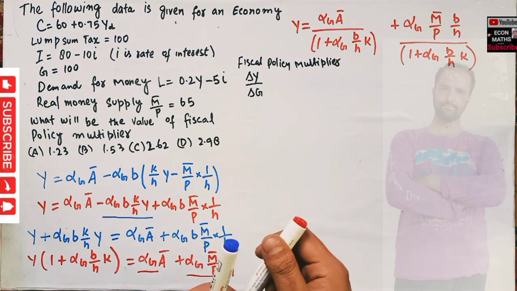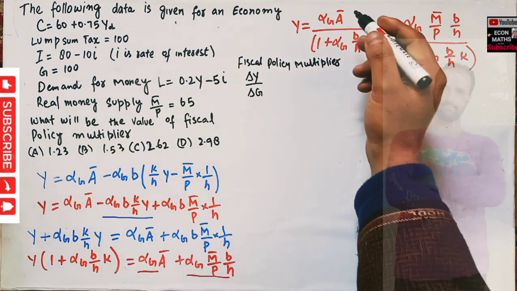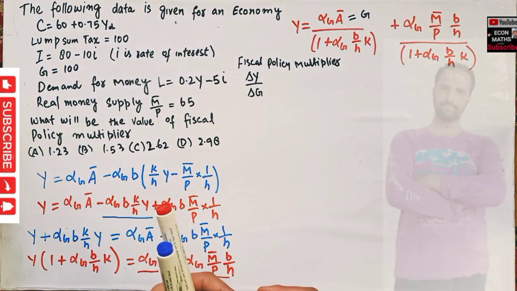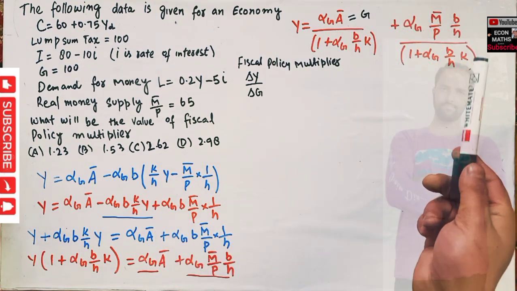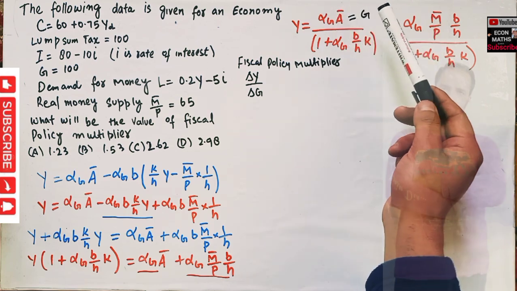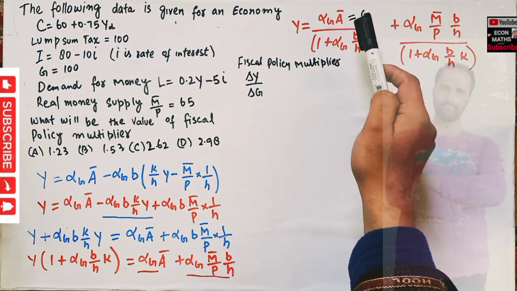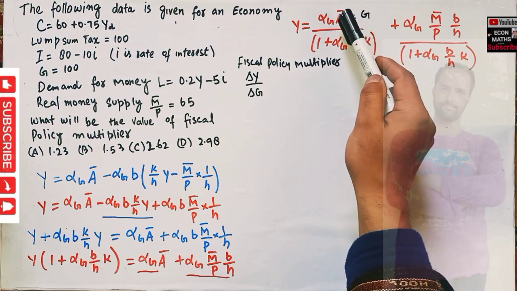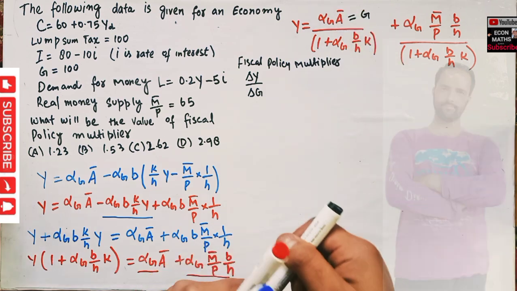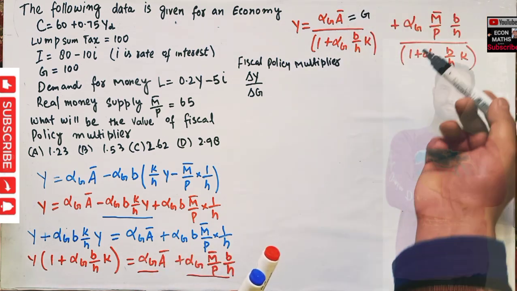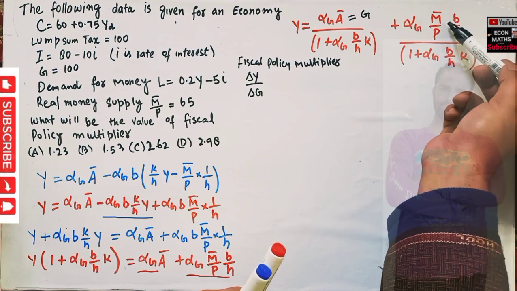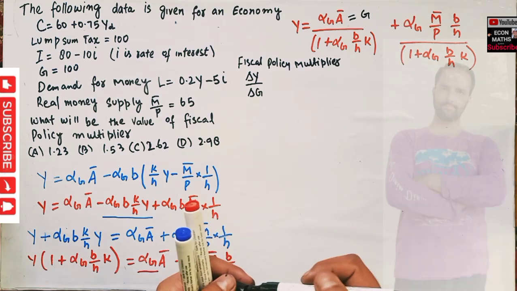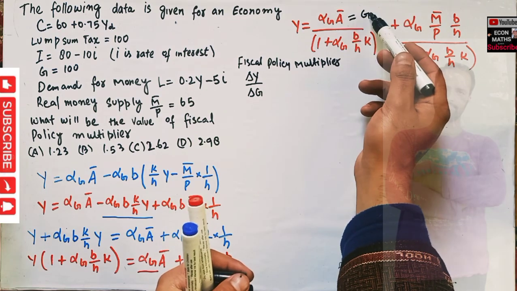Do we have this choice variable g? Yes, obviously we have. This A bar is actually our g here. Let me explain it here. This A bar shows us the autonomous expenditure here, and here autonomous expenditure is equal to government expenditure. This is the money supply here. So this A dash is actually our g here. That means in place of A dash I can write g.